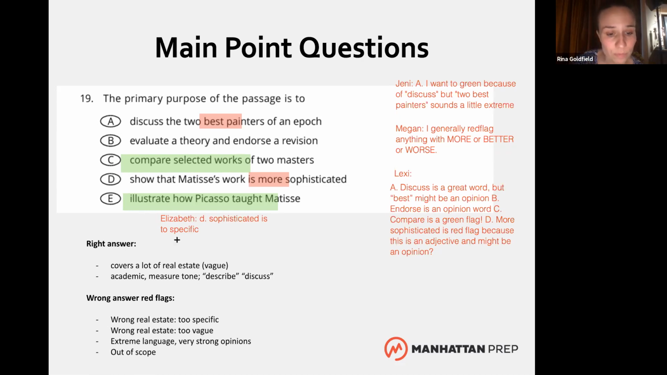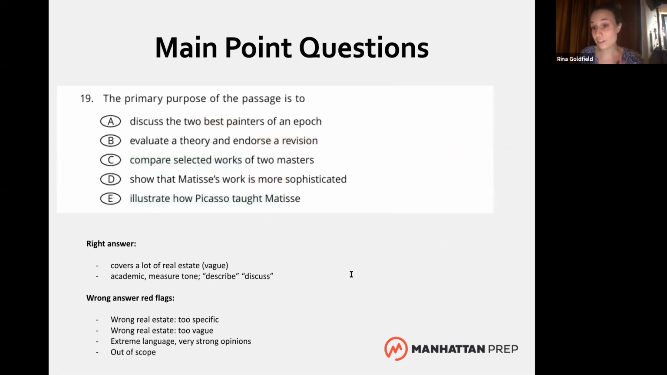I'd say B doesn't pop out in the same way that more sophisticated pops out to me for red flag, but ultimately saying we're endorsing a revision, that kind of level of definitiveness, I might red flag a little bit. Okay, great work, everybody, looking out for these passages. And I love this summary that Megan gave of more, better, or worse. Let's automatically red flag those as well. Right, we're loving wishy-washy or short verbiage. It goes against maybe what we expect a little bit.